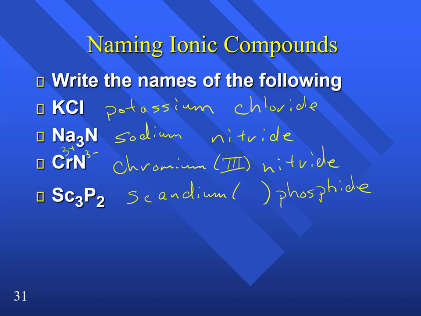P is 1, 2, 3. P is 3 negative. Phosphide, 3 negative. So I got a total of 6 negatives, which means I'll need a total of 6 positives. So I've got 3 scandiums that add up to 6. How big is each scandium? 2. So each scandium is a 2 plus. So that's what I write for my Roman numeral.